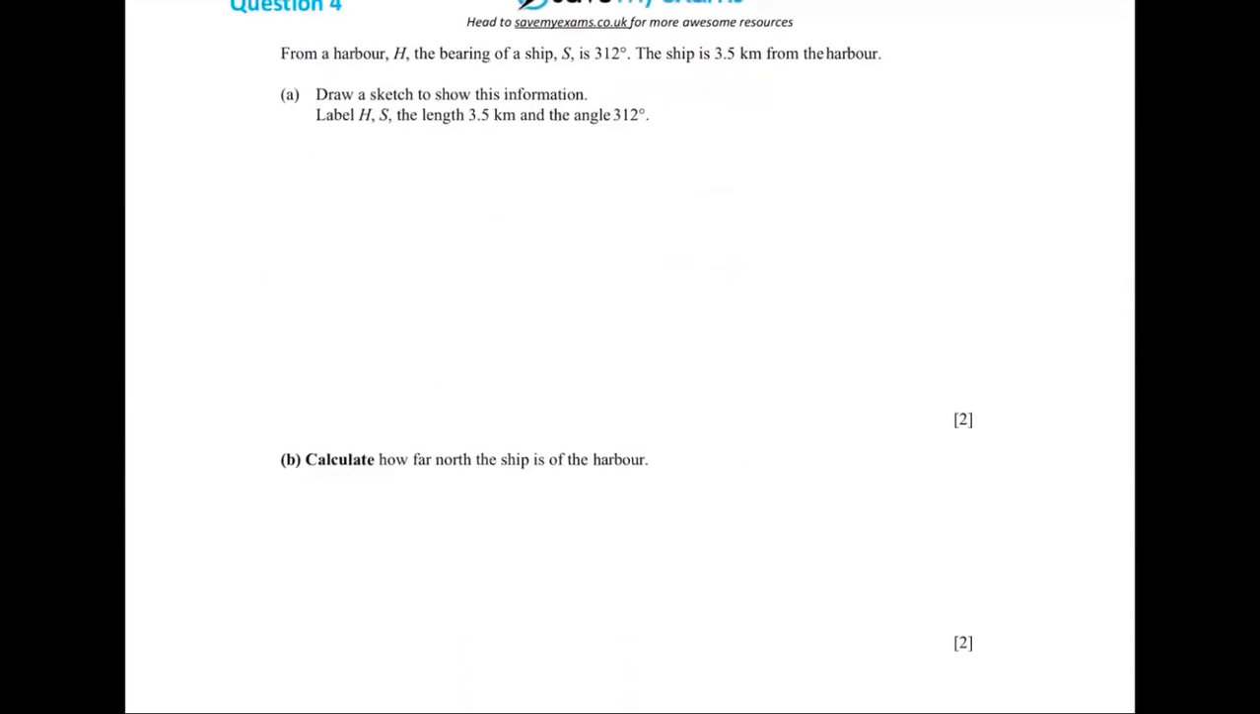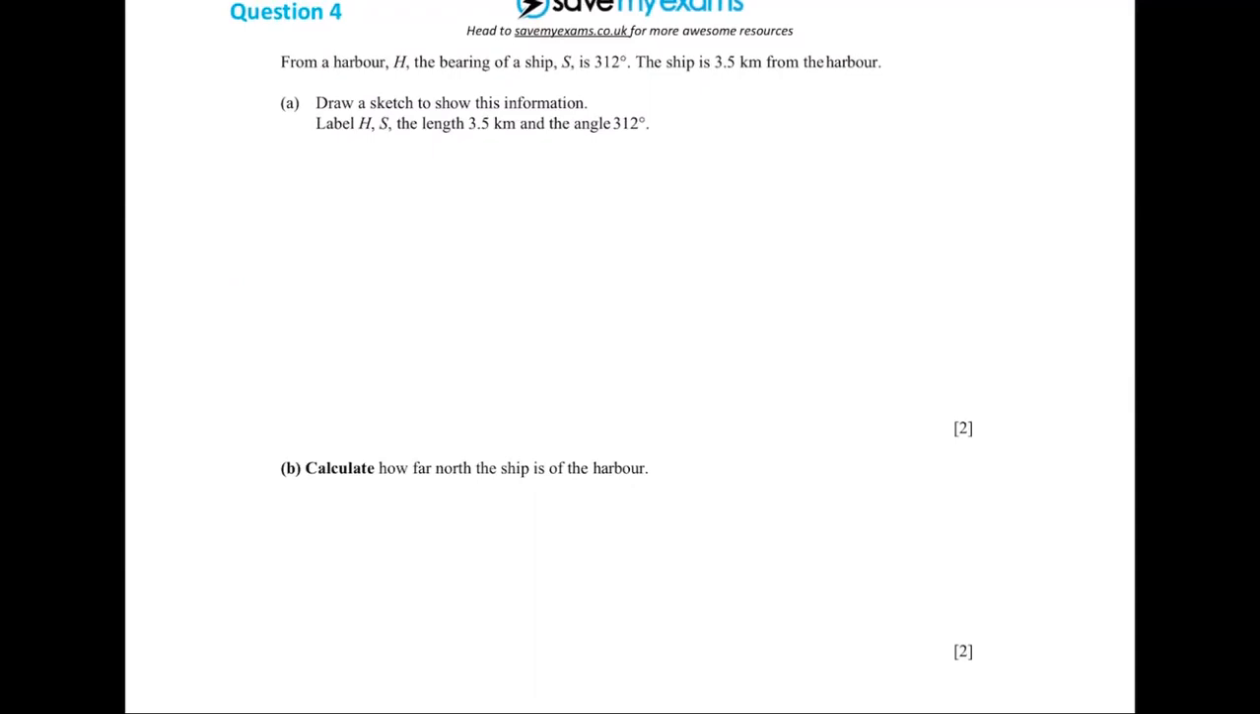Let's look at the last one here, from Harbour Heath. The bearing of the ship is 312, and the ship is 3.5 kilometers from the harbor. So sketch the information, labelling H with the length and the angle 312. Whenever the question asks you to sketch, you do not need to follow any scale. All you need is a rough estimate of where things are. You cannot just draw anything, because 312 is way bigger, not that small.